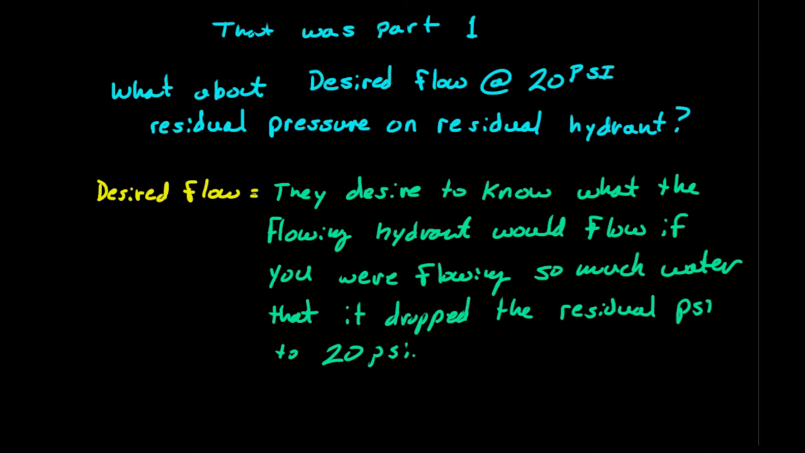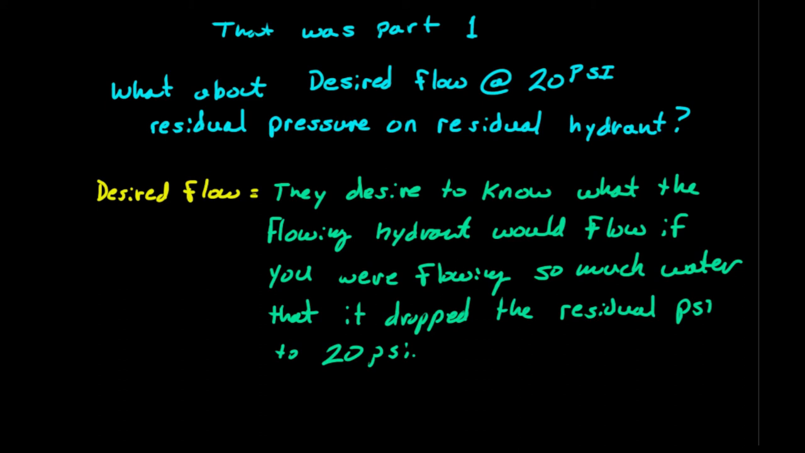What about the desired flow at 20 PSI residual pressure on the residual hydrant? Well, we're not going to flow so much water that we actually drop the city mains down to 20 PSI. In a lot of cases, if they have good water supply, you just want to get your pitot below 30. And if you get it down to 20 pounds or something like that, you're fine, but maybe we had that higher residual pressure.